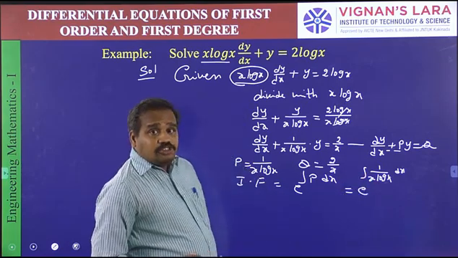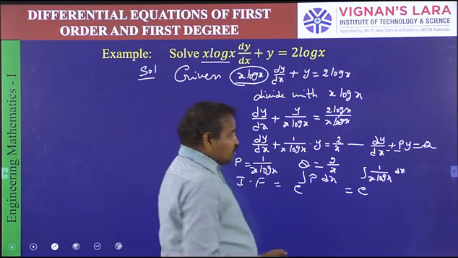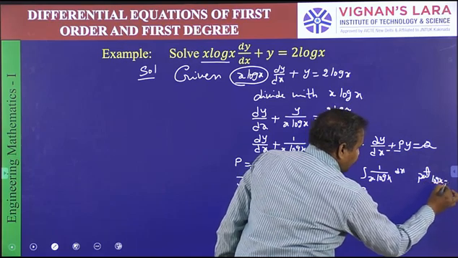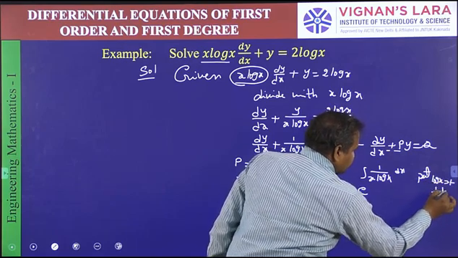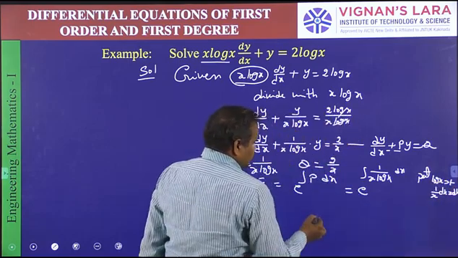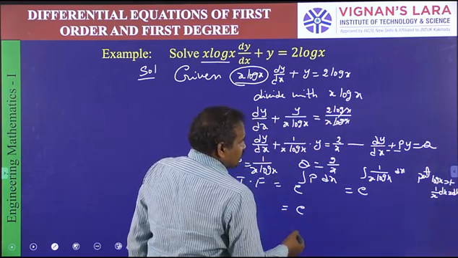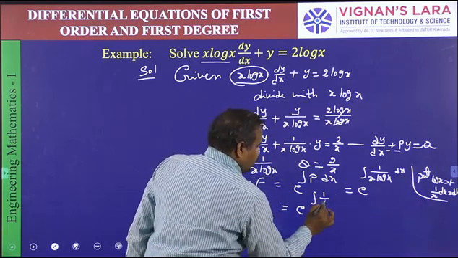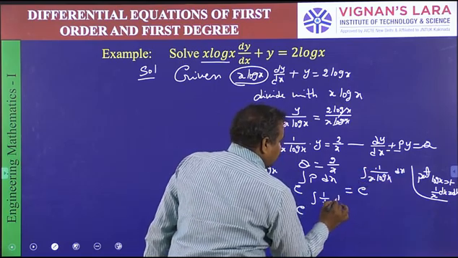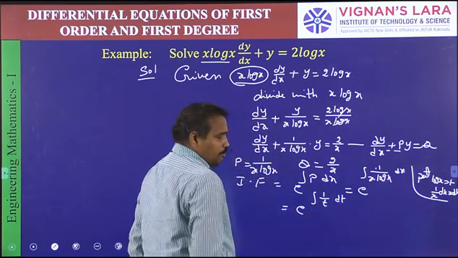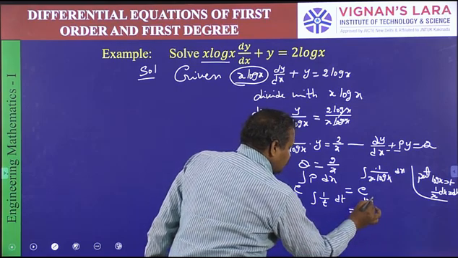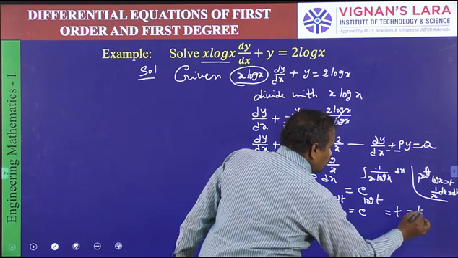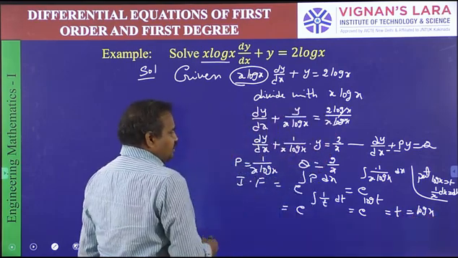Here I am using the substitution method. What is that substitution? Log x is equal to t, then 1 by x dx is equal to dt. Then this changes as e power integral 1 by t dt. What is the integration of 1 by t? Log t. So e power log t is t, and t is log x. So the integrating factor value is log x.